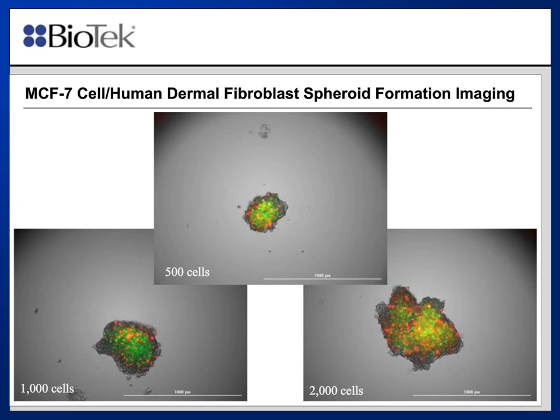Again, these images were captured using 3 separate channels, bright field, red and green fluorescence, and then overlaid, and we can see we have excellent formation of spheroids. Again, these are, I believe, day 7.